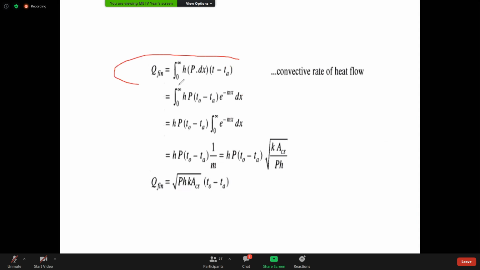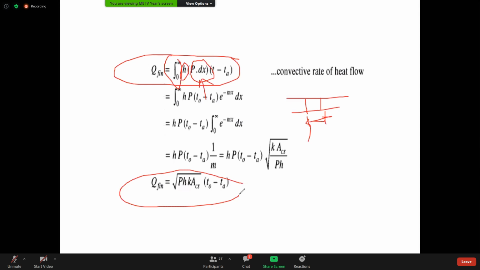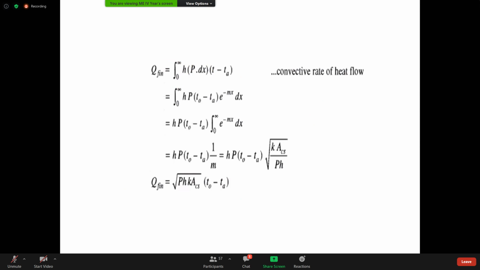As I said in the beginning of the fin class, this h into area indicates here perimeter into dx, the perimeter into that particular distance dx that we have assumed in the fin. Even if you substitute, because it is infinitely long, from 0 to infinity, after doing this you will get the same Q fin equal to root over hP k into area of cross section. The same things you have to do for other cases also.